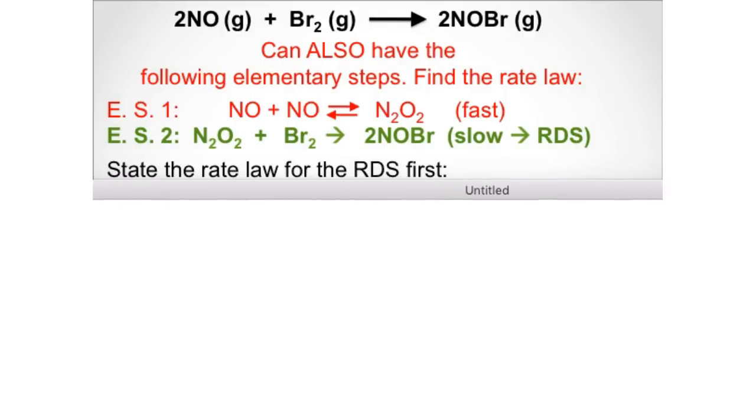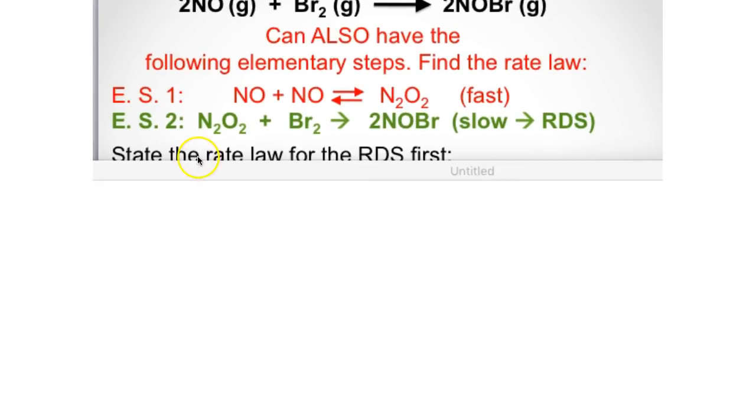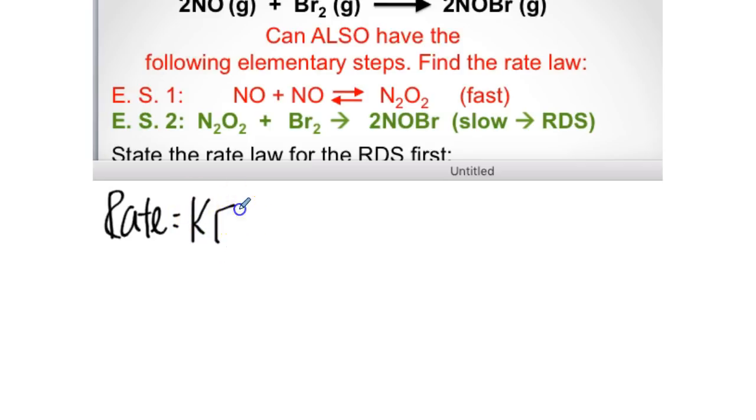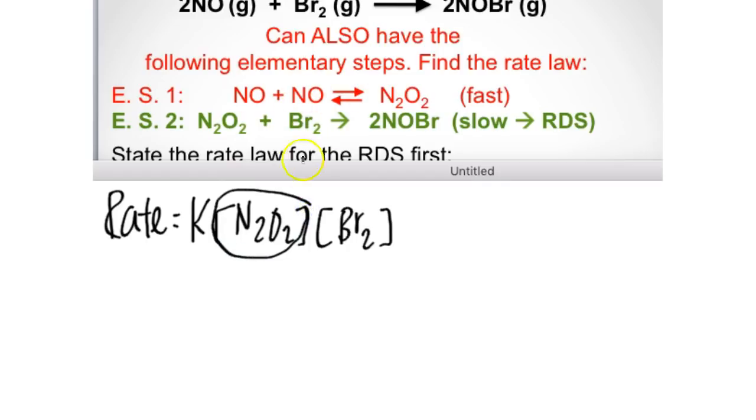Once you try, go ahead and check your answer. Okay, so you guys wrote the rate is equal to k times [H2O2] times [Br2]. So this is based off the rate determining step, which is the slow step. However, you notice that N2O2 is not part of the overall reaction, so you have to substitute that in, and you have to use the equilibrium.